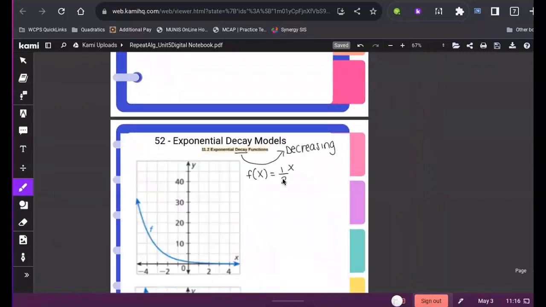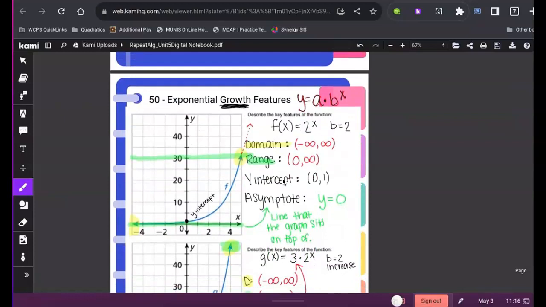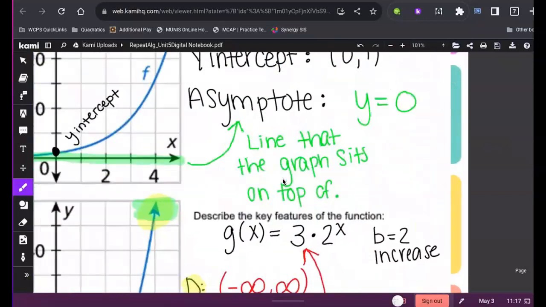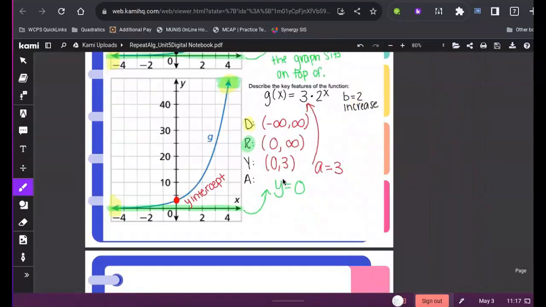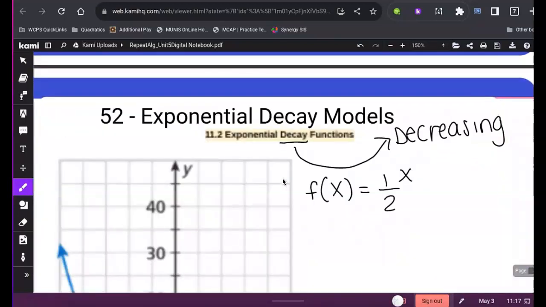So going back to page 50 for a second, we had equations where our lines were going up, they represented exponential growth, and our b values were greater than 1. So this b value was 2, this b value is 2, which means our graph increased. But in this equation, our b value is 1/2. And since that number is less than 1, that means our graph is decreasing.